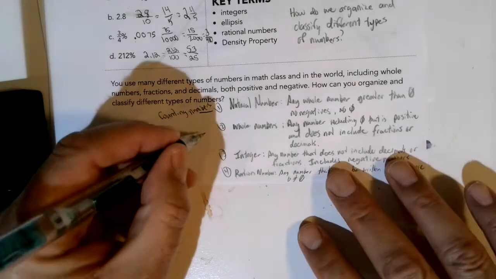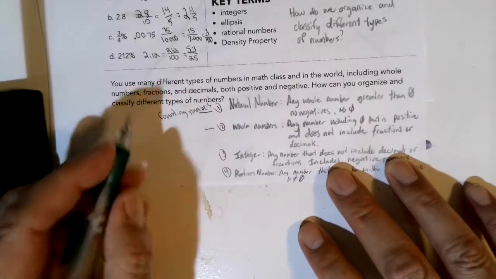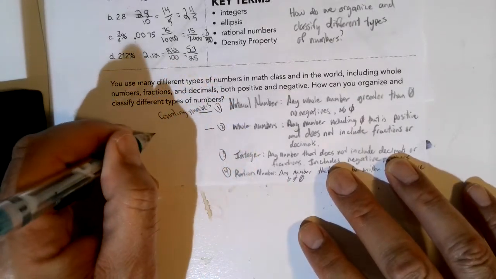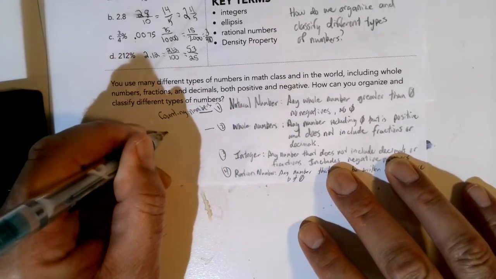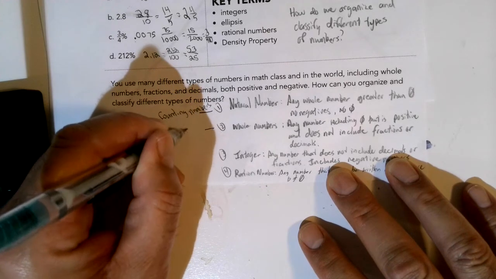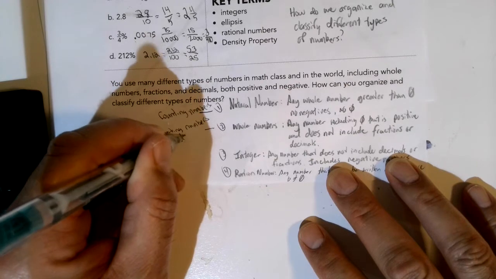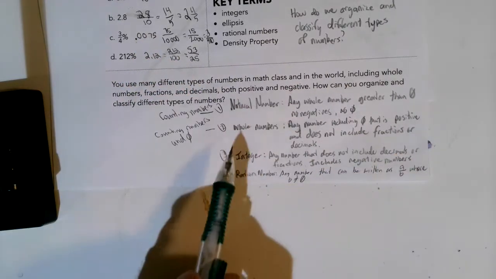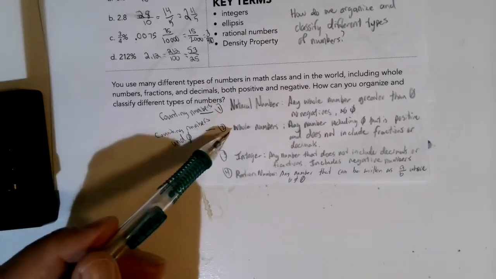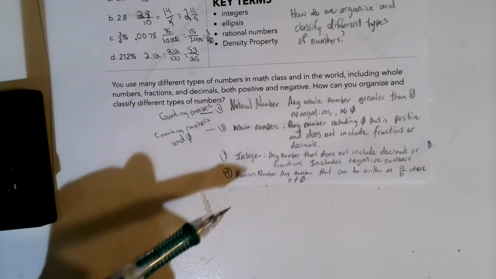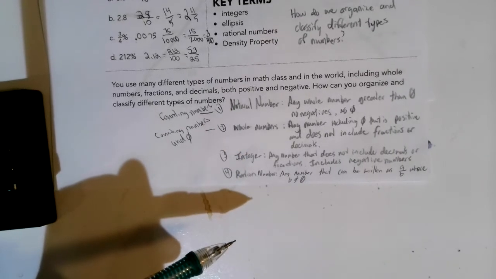Our whole numbers are going to be that same group of natural numbers plus 0. So it's our counting numbers and 0. The only difference between whole numbers and natural numbers is that whole numbers include 0, natural numbers do not.